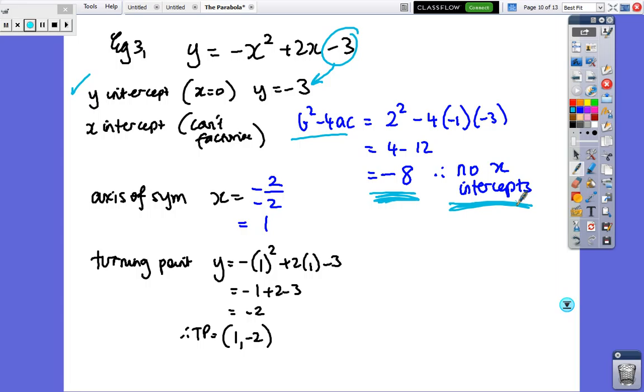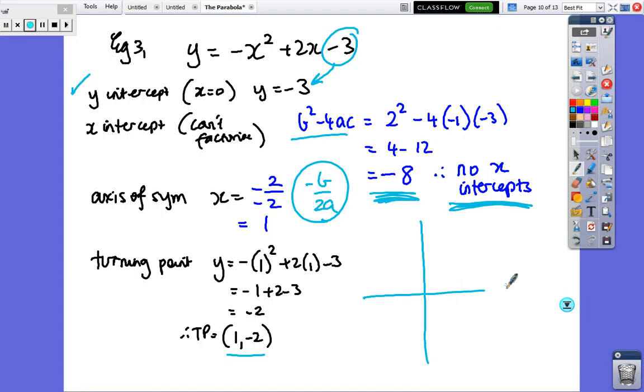Okay, so the axis of symmetry, again, is that minus b over 2a formula. Okay, so minus b over 2a equals 1, so we finally got a nice number. We plug it into the y function at the top. We get -2, so the turning point is 1, -2. And I didn't sketch this one.